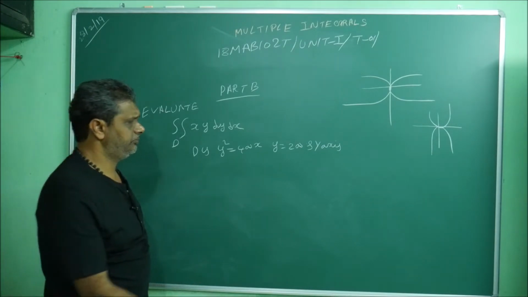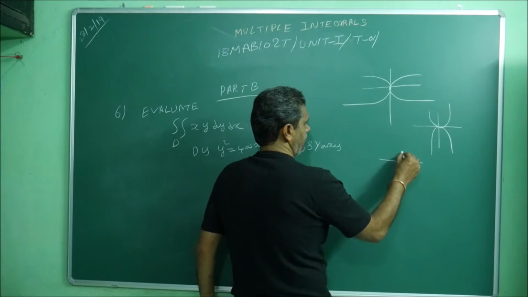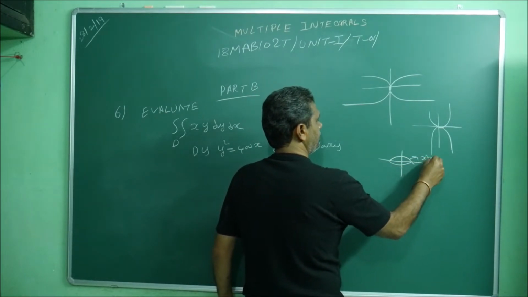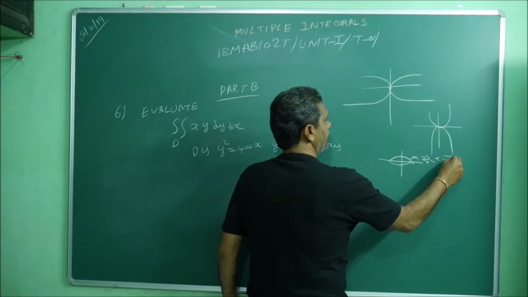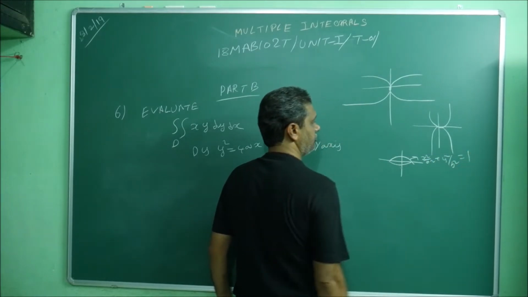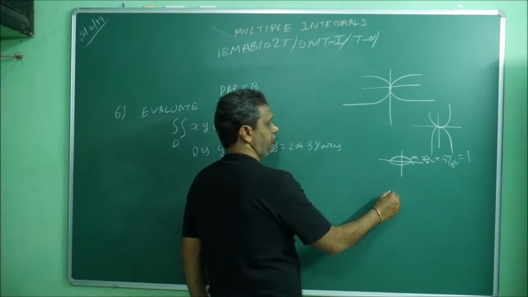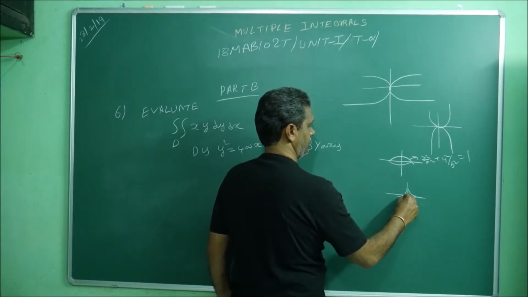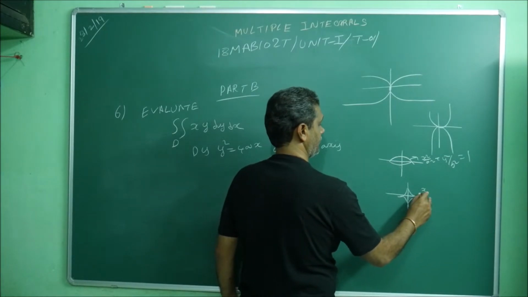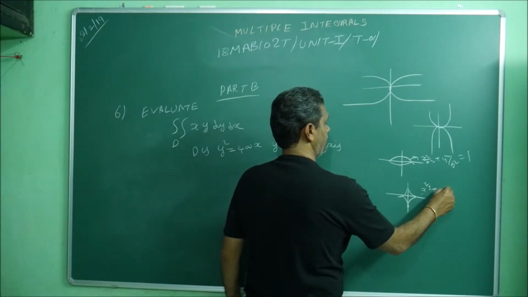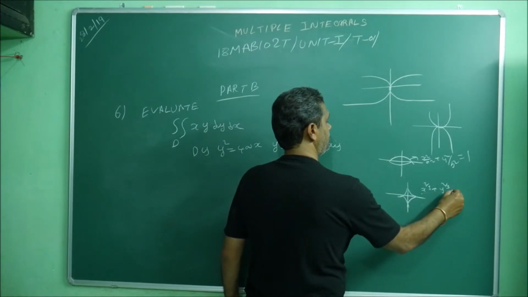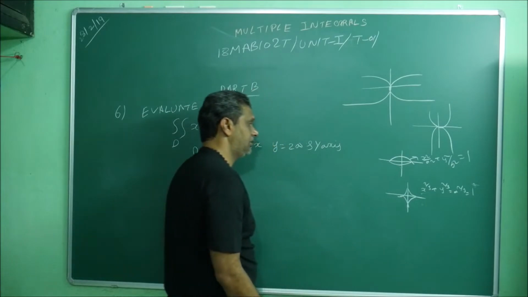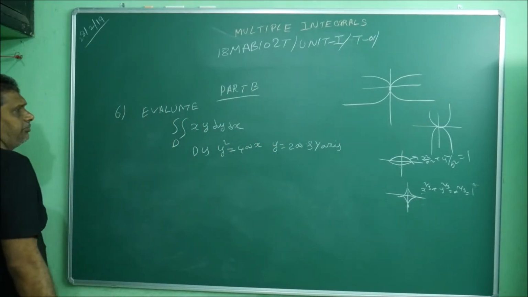Then ellipse, you are already familiar: x square by a square plus y square by b square is equal to 1. Suppose a four cusped hypocycloid, what will you get? X power 2 by 3 plus y power 2 by 3 is equal to a power 2 by 3, and sometimes the power is 1 by 2. It depends; we can discuss it when the problems come.